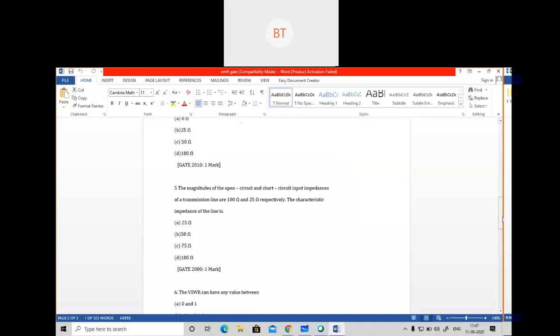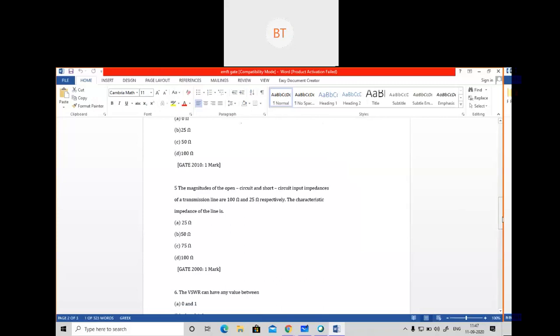This is the fifth question we are dealing with. In this fifth problem they have given the magnitude. So just read the question. They have given open circuit and short circuit. When they say open circuit, it means Z should be infinite, and when they say short circuit, Z should be 0. Use that and you will get the correct answer.